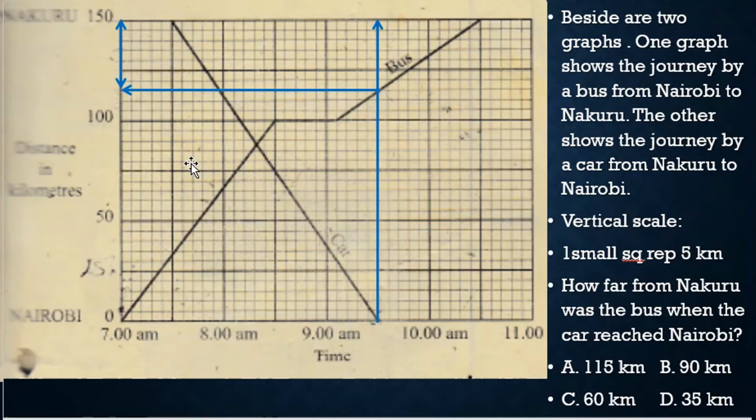Welcome back to the third question, where we are asked, how far from Nakuru was the bus when the car reached Nairobi? So we start at this point where we are told when the car reached Nairobi. We start with the car from the top here. The car is moving from Nakuru to Nairobi, as we are told. Move all the way down to where it reached Nairobi. This is the time it reached Nairobi, 9:30 a.m. And then we draw a line to represent the time it reached Nairobi.